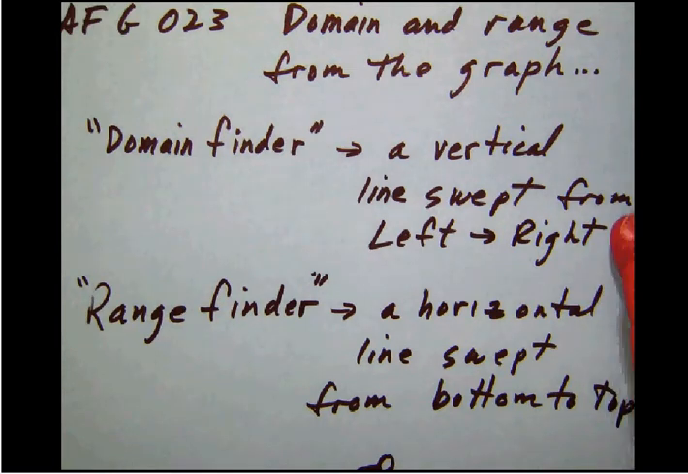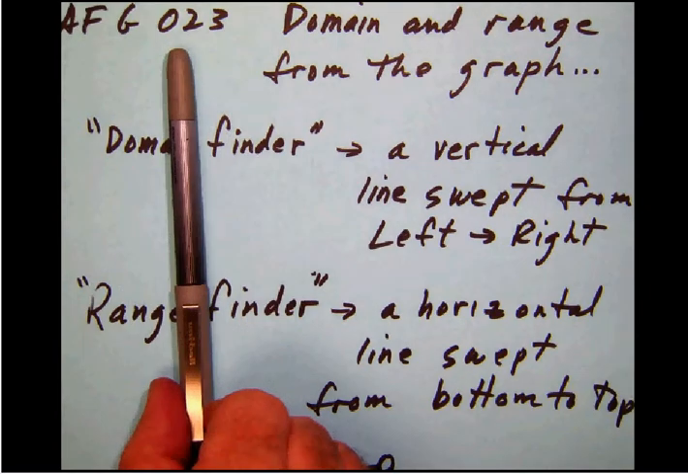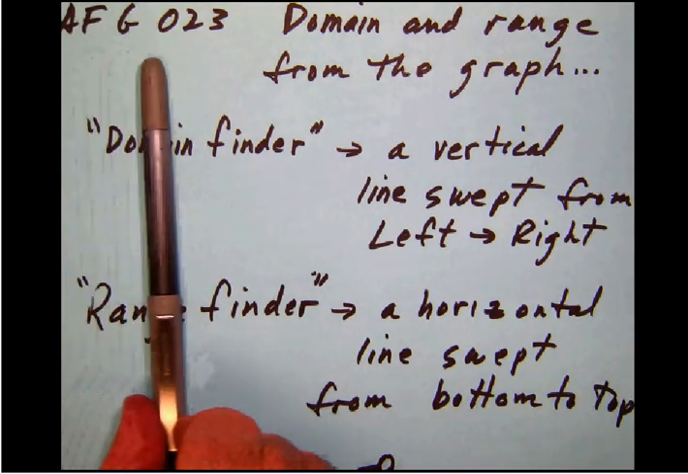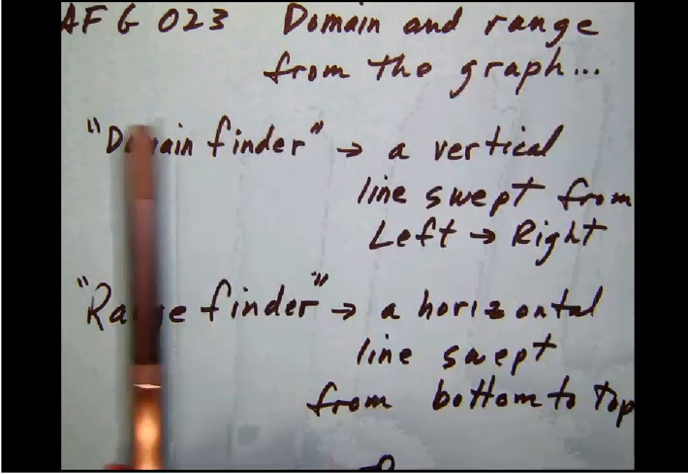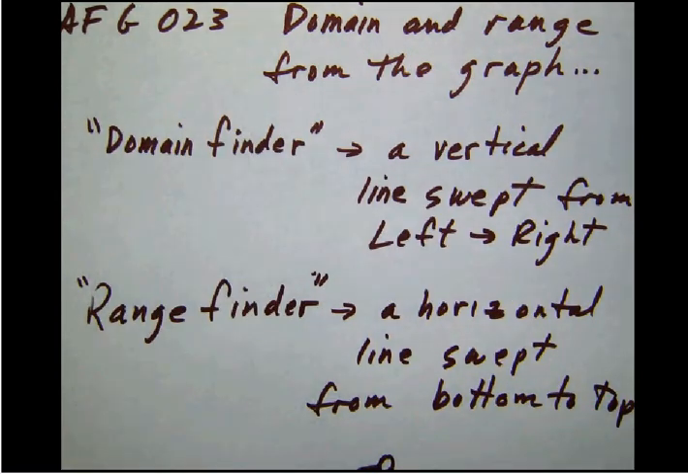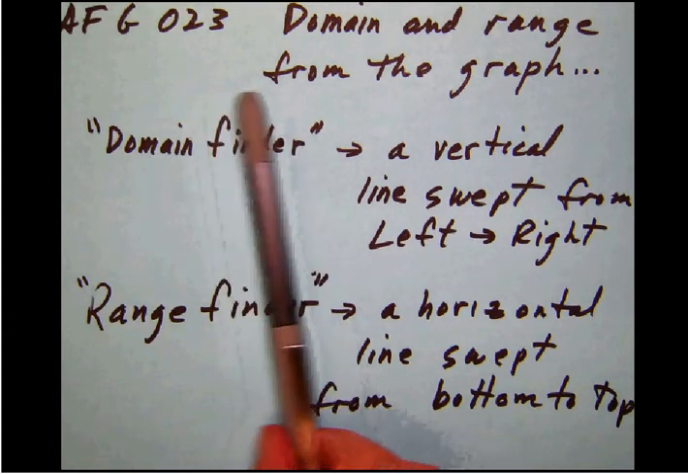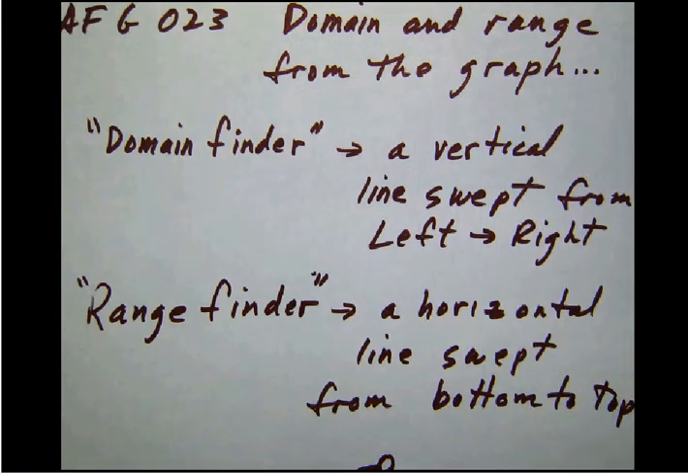First of all, I define what I call a domain finder. A domain finder is basically a vertical line that is swept across the graph from left to right. I often use my pen for that. I'll sweep it across from left to right, and as soon as my pen hits a point on the graph, we'll say that we found something. And as soon as our pen leaves the graph, we'll know that we've lost it, and then we'll be ready to write the answer for the domain.